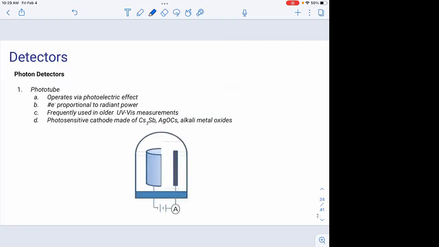So photon detectors, an example is a phototube. This operates in the analog data domain, and basically it operates via the photoelectric effect. The way it works is you have an evacuated transparent envelope, basically just a glass globe. You have a collection anode and a cathode. So here's your anode, labeled with A, and here's your cathode.